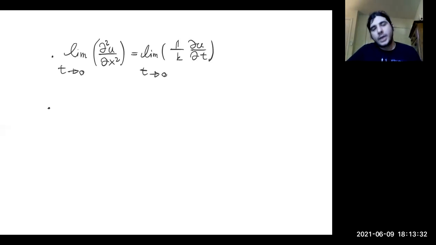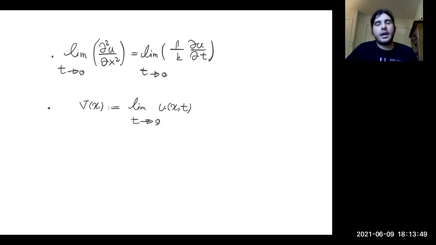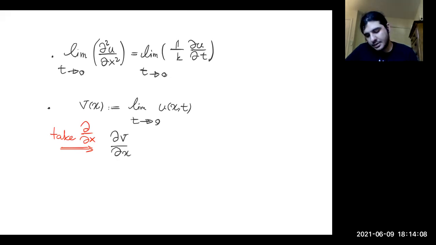Now, remember what v of x was. v of x was defined by the limit of u of x and t when t goes to infinity. Here I can take the partial derivative with respect to x from both sides of the equation. So the derivative of this function v with respect to x is equal to the derivative with respect to x of this limit.